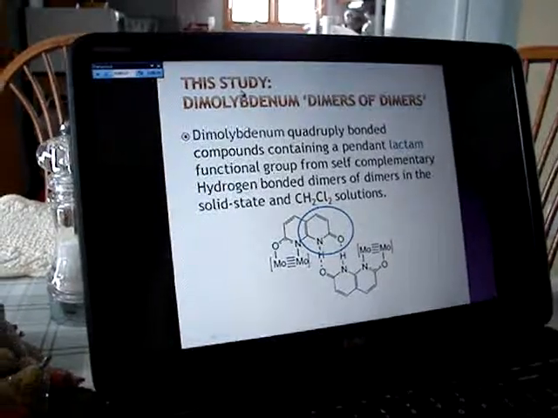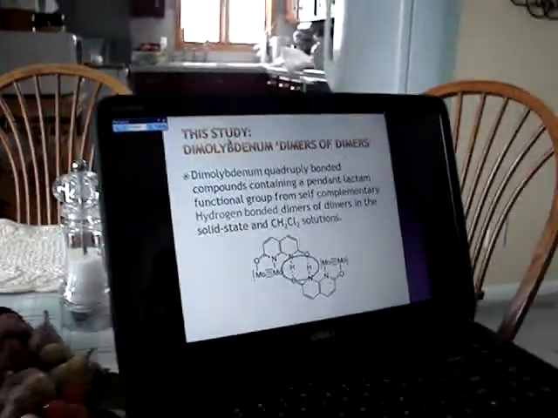So this is going to be a lactam functional group here. We can see the hydrogen bonds that keep those dimers of dimers together. And one other thing to point out, this quadruply bonded molybdenum bond here is going to be the second part of that dimers of dimers. So that's going to be one dimer, and then putting these two molecules together as shown here is the other dimer.